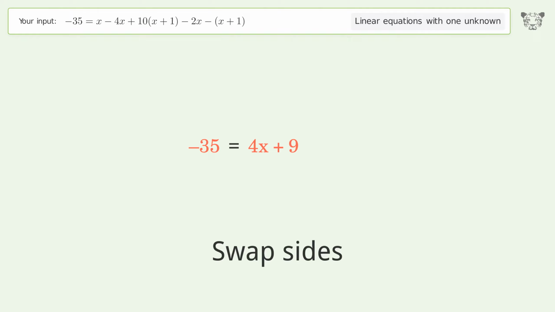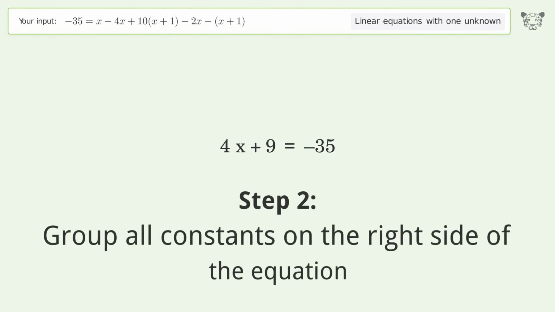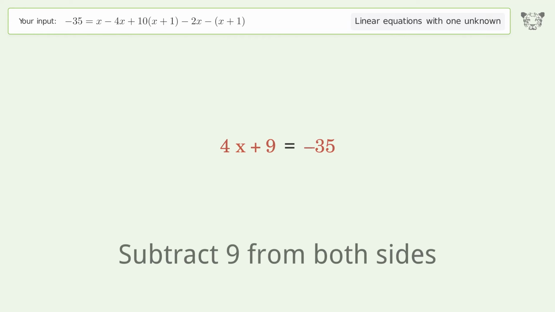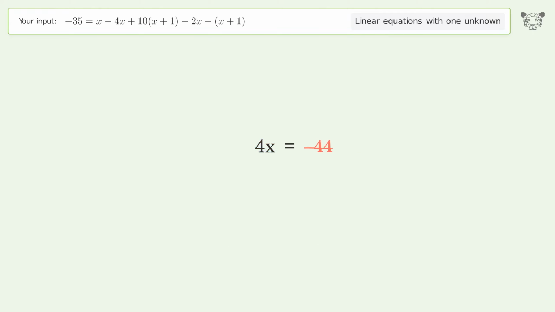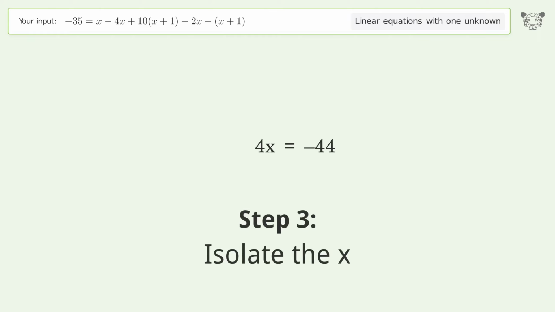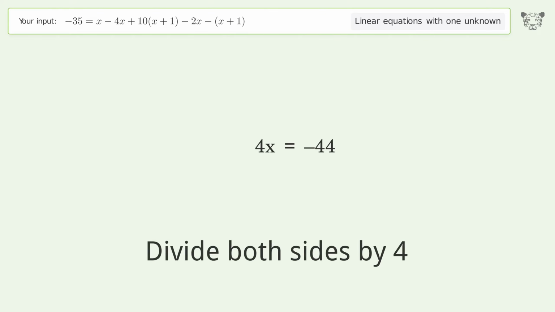Swap sides. Group all constants on the right side of the equation. Subtract 9 from both sides. Simplify the arithmetic. Isolate the x. Divide both sides by 4.